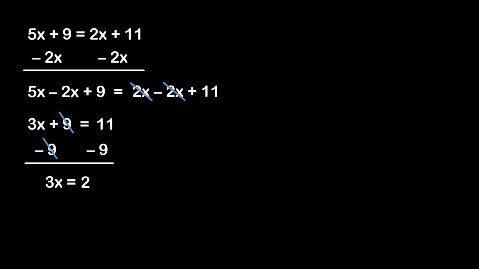We can divide the left-hand side of the equation by 3, and thus we'll also have to divide the right-hand side of the equation by 3. The 3's will cancel out, and we'll be left with x is equal to 2 over 3, which once again is our final answer. So those are the two examples that I wanted to go over in this video.